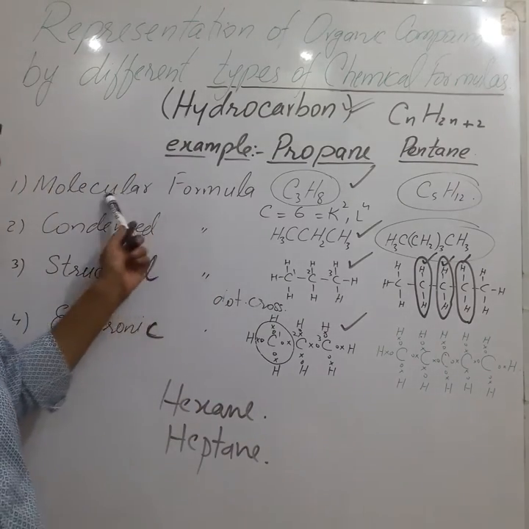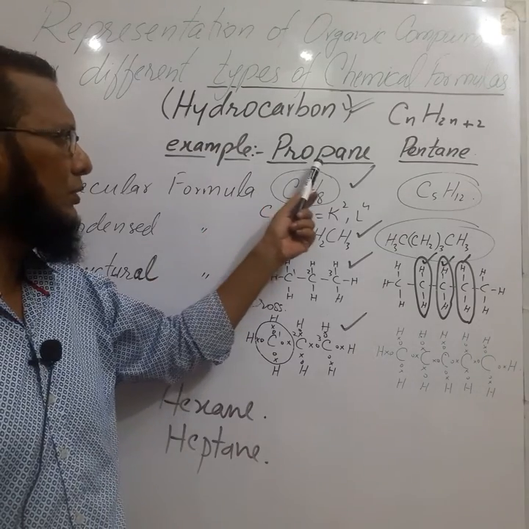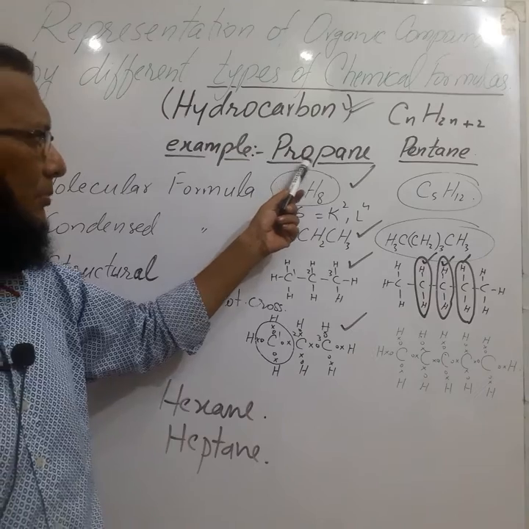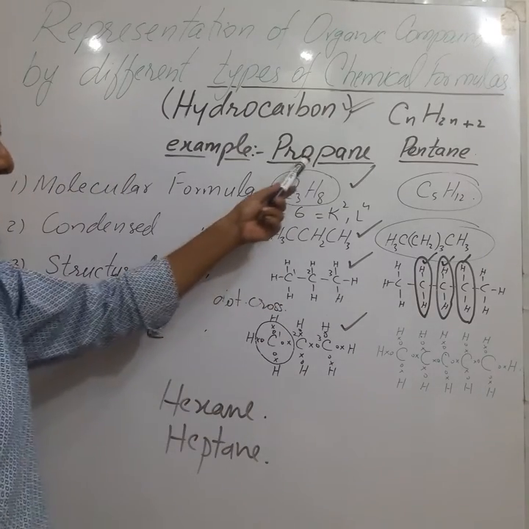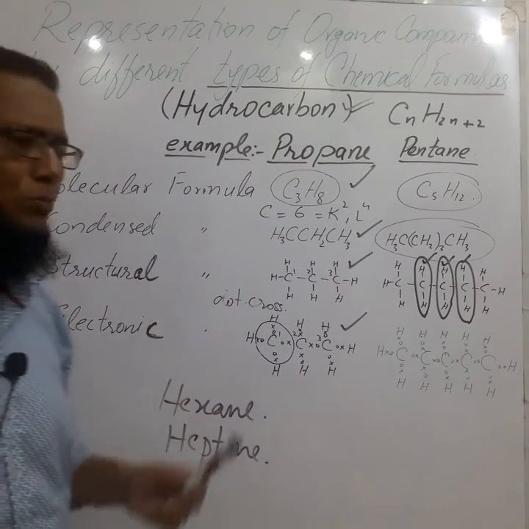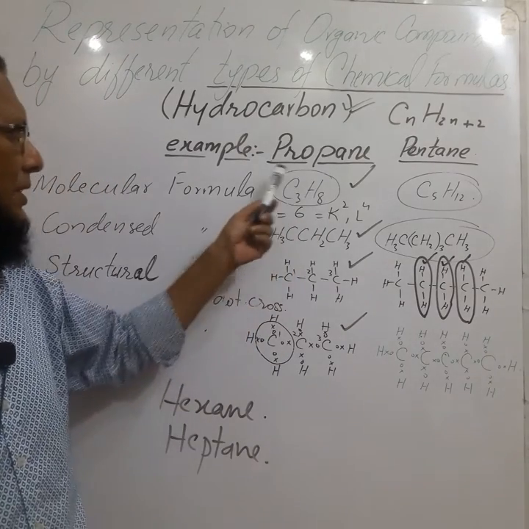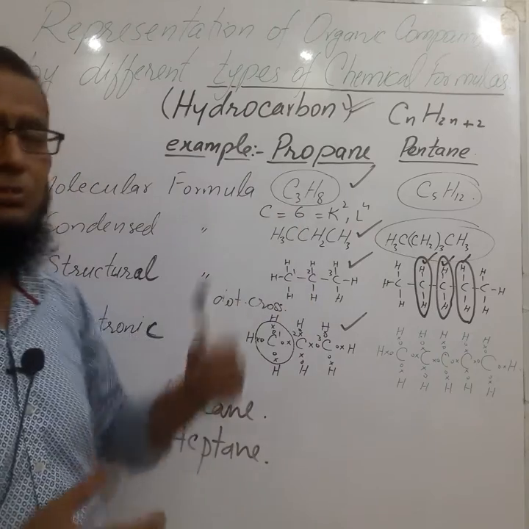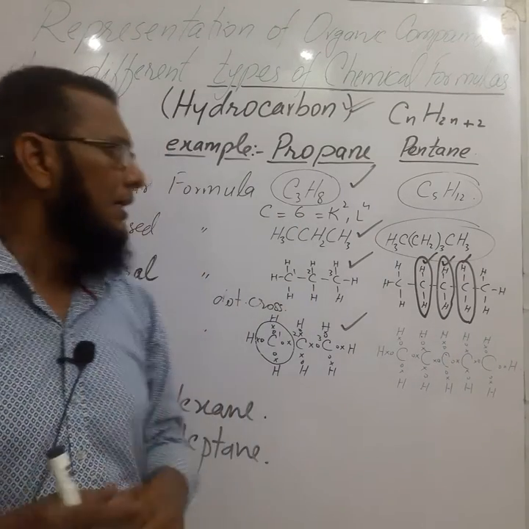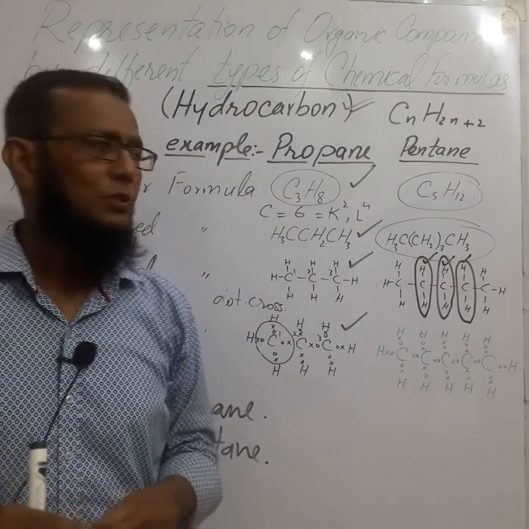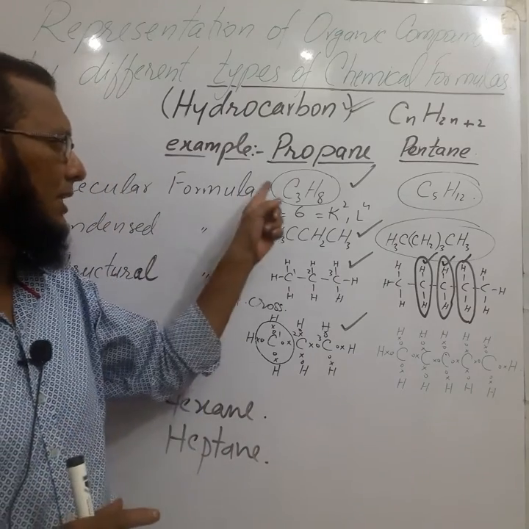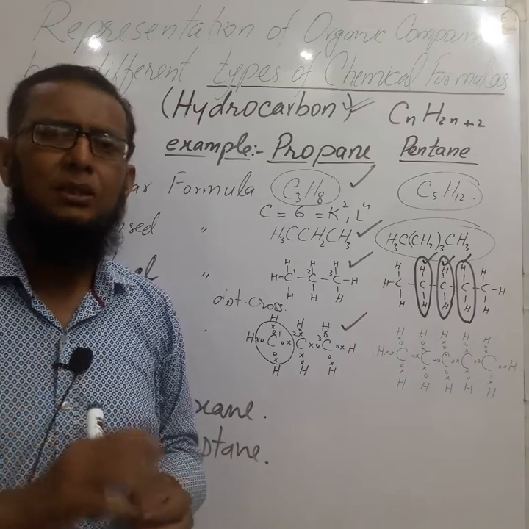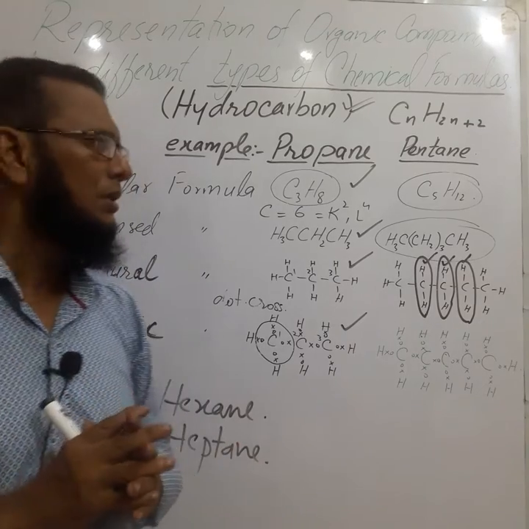Now, what is the molecular formula? We have two examples, propane and pentane. First, we will take the example of propane and discuss these four types of formulas for it. The molecular formula is the formula of the compound which only shows the types of elements and the total number of atoms in the molecule.